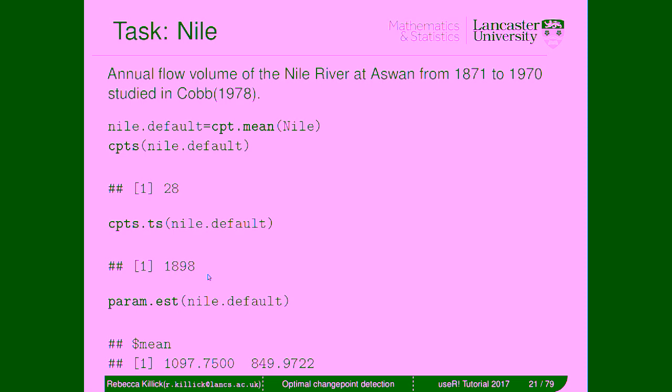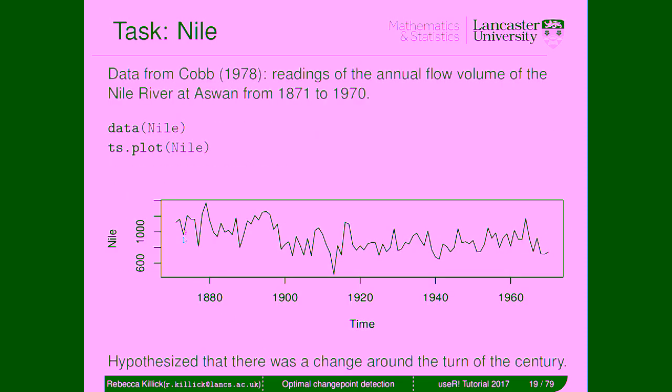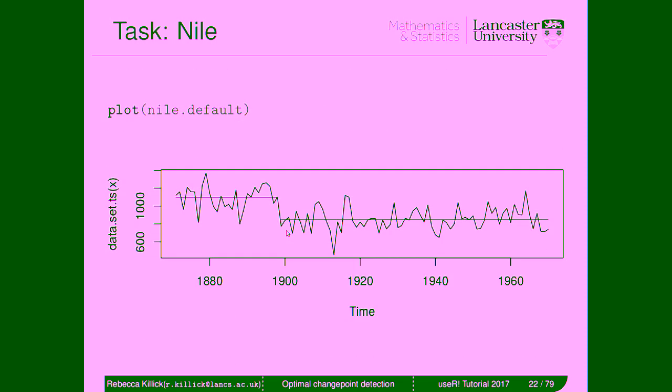Equally, if you wanted to get the parameter estimates, then you can just do param.est, and it automatically gives you a list, and $mean there gives you the pre-change and post-change mean. So you can see that it's decreased from around 1,097 to 850. I've even got a plot here. If I do plot of it, then it automatically plots, again with the time series information. So this is what we determine is the statistically appropriate single change point in this data.